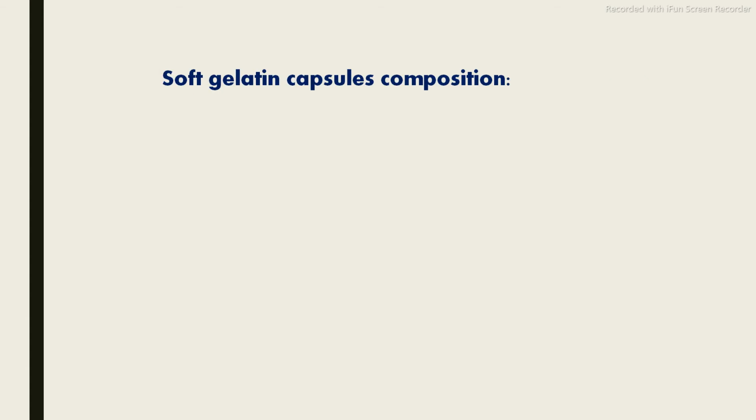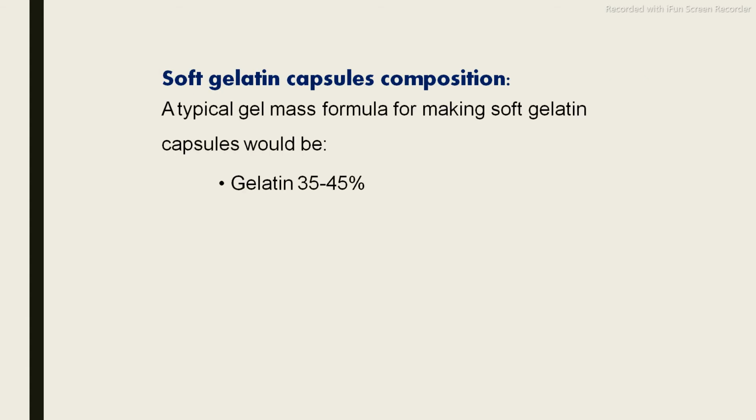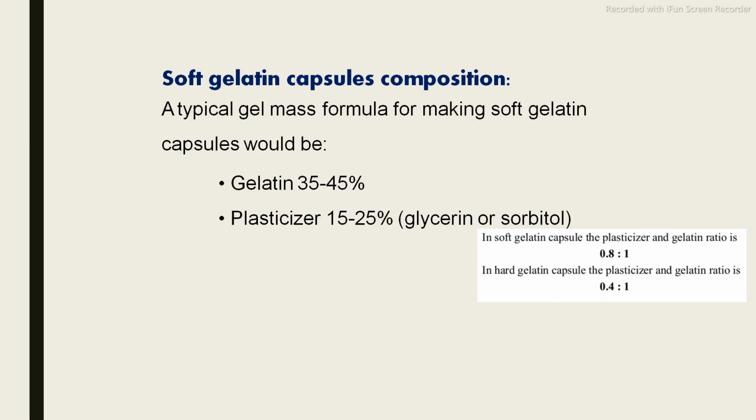Then soft gelatin capsule composition. It consists of gelatin 35 to 45%, plasticizer 15 to 25. Here in this image you can see the ratio of plasticizer to gelatin. For soft gelatin capsule, the ratio of plasticizer to gelatin is 0.8 to 1, and in case of hard gelatin capsule, the ratio of plasticizer to gelatin is 0.4 to 1. And in case of hard gelatin capsule, if we decrease the ratio below this limit, suppose we consider 0.2 instead of 0.4, in that case your gelatin may become very brittle or hard in nature.